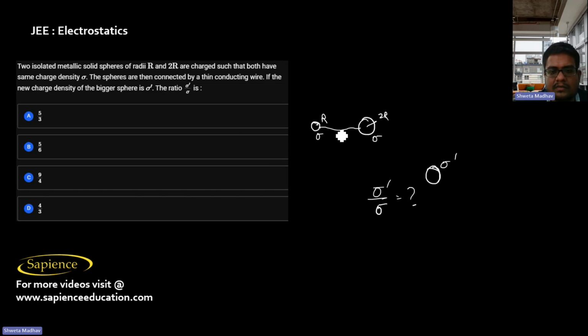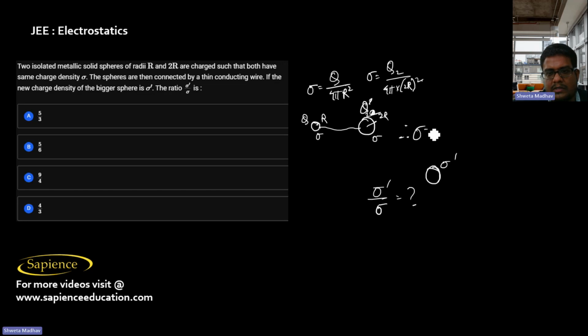When they are connected by a conducting wire, the potential will become the same. Now sigma is equal to q by 4 pi r square, if the charge on the smaller sphere is q. Sigma will also be equal to q2, the charge on the second sphere, divided by 4 pi into 2r whole square.